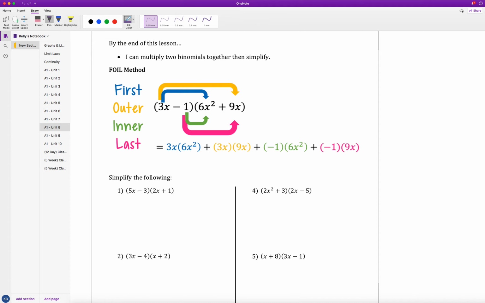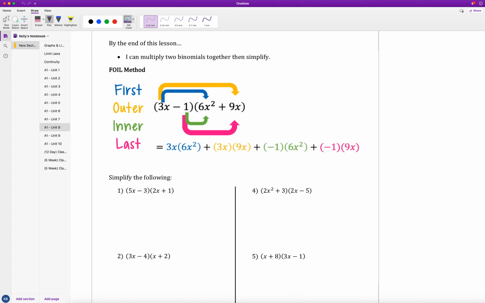So in our last video, we looked at how do I take a monomial or a single term and distribute that into a polynomial. And in this video, we're going to focus on what happens when I have two binomials that I have to multiply and make sure I multiply each piece together. So what FOIL stands for is first, outer, inner, last.